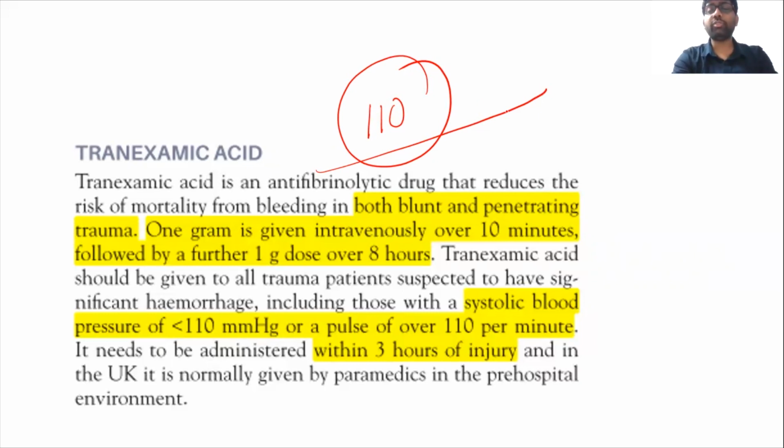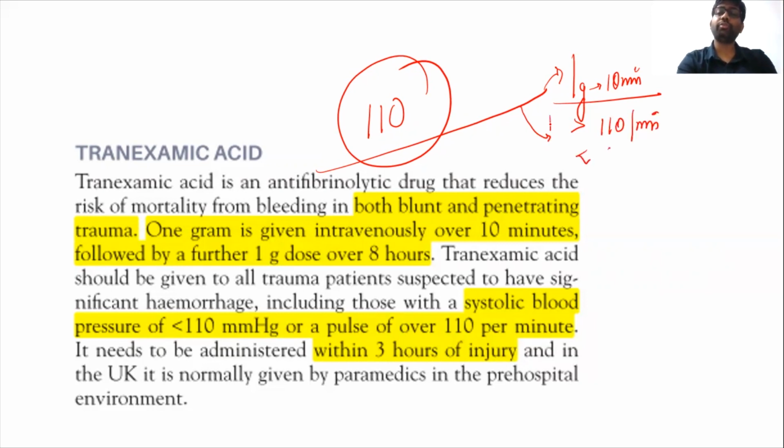So what is this 110 mantra? The first thing is we use 1 gram of tranexamic acid over 10 minutes. The second thing is it is to be used in patients with a pulse rate of 110 per minute and with a systolic blood pressure of less than 110 millimeter of mercury. So this is very important.